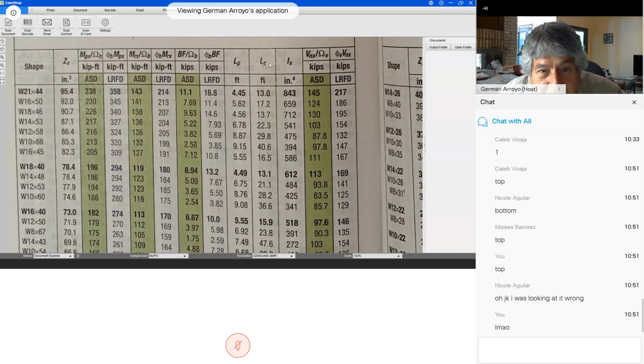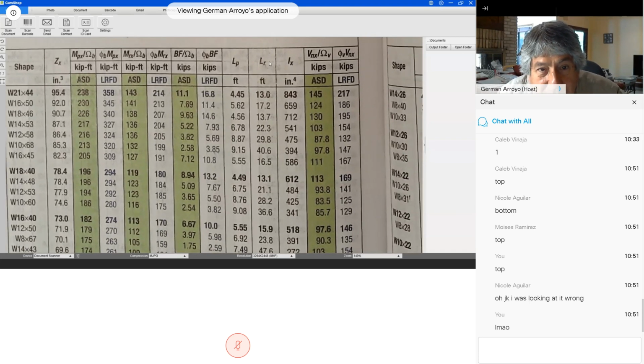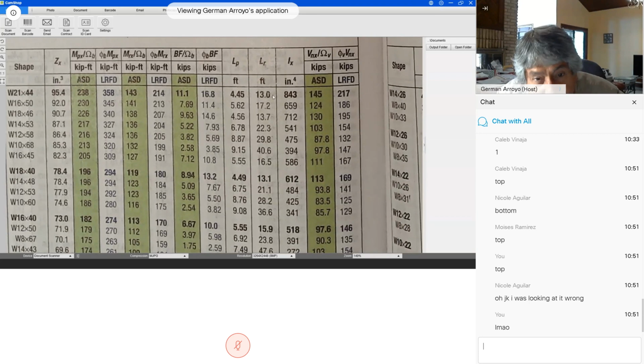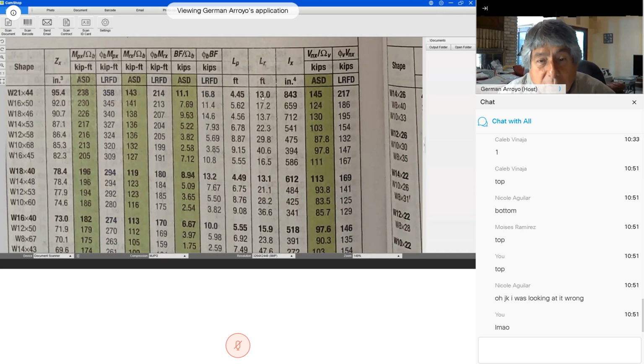Look, we have L sub r. So any unbraced length between 4.45 and 13, any unbraced length will have lateral torsional buckling. They give you this value because we need to compute the flexure. And they give you the shear, the nominal shear capacity. So this is a very good table that we're going to be using.